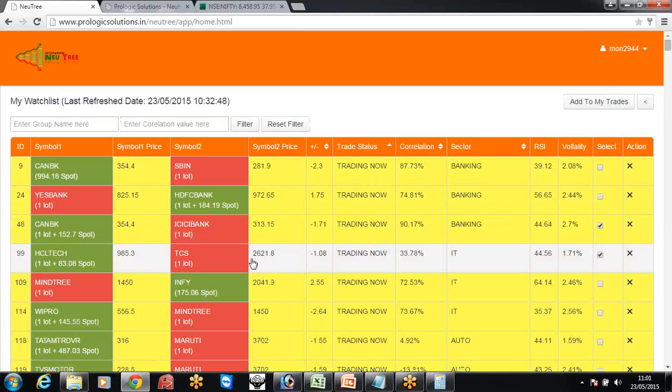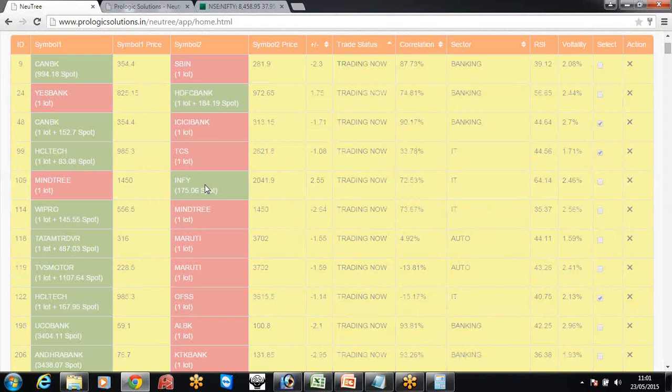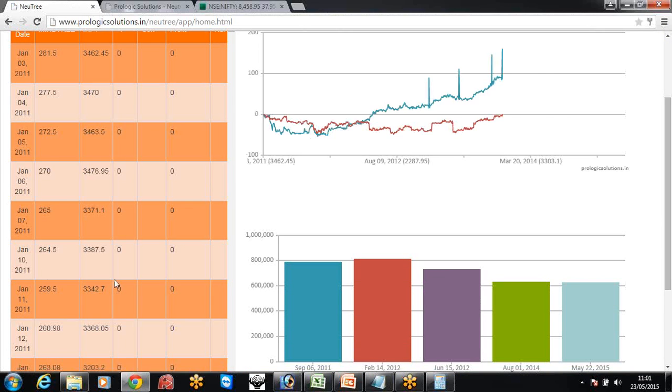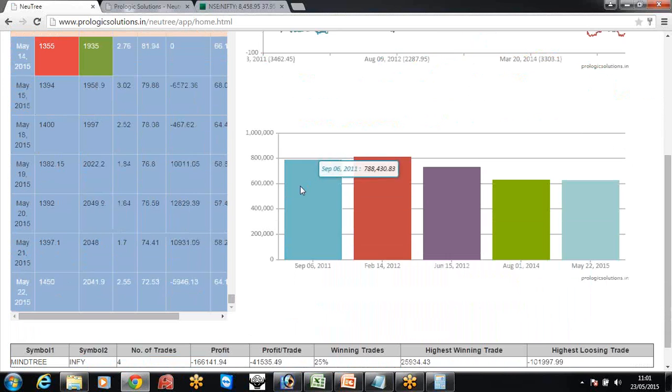HCL Tech and TCS, this is a very old call where we had a split in HCL Tech. That is the reason why it's showing. We'll have to remove this. And this Mindtree and Infosys is the current running call. Mindtree short, Infosys buy. So this is one very good example.